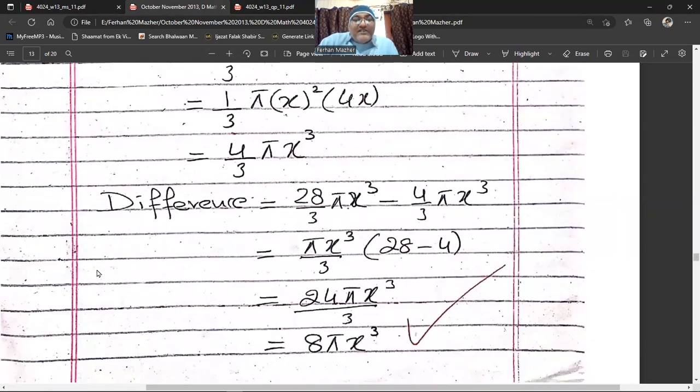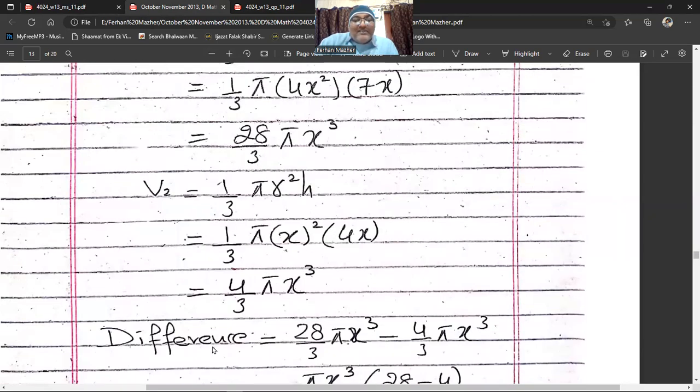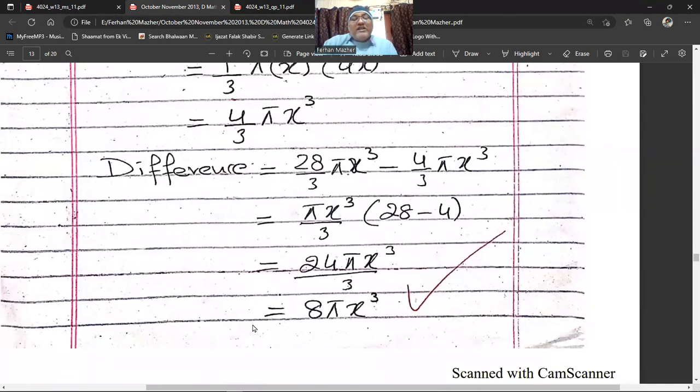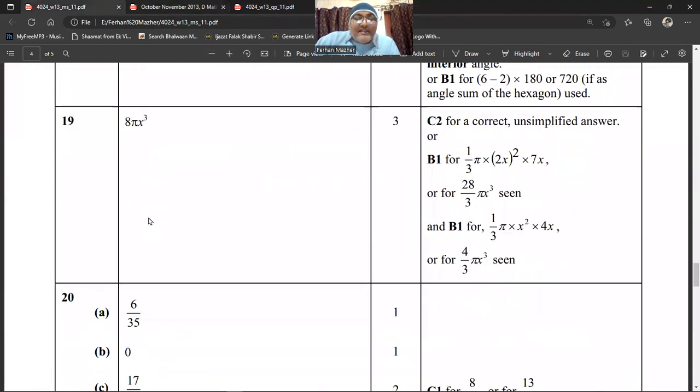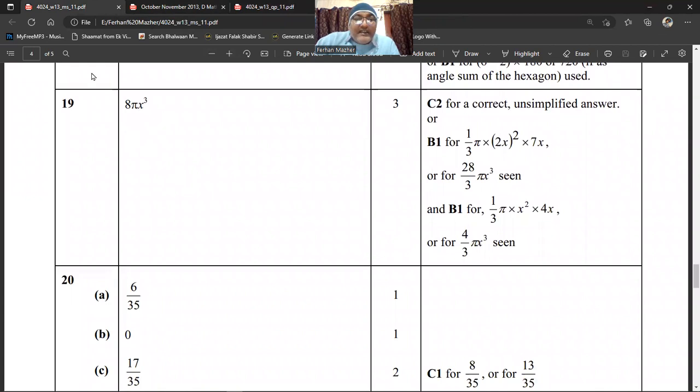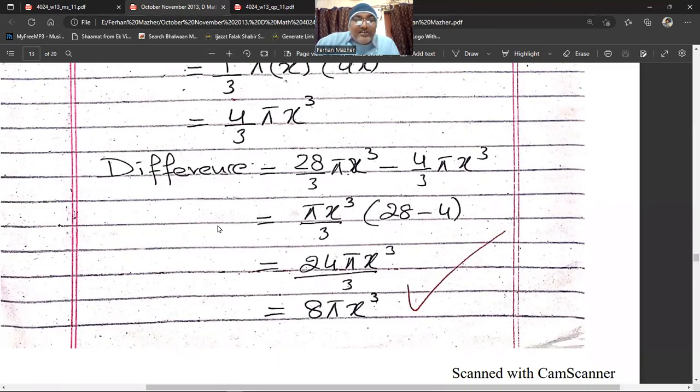So the difference between their volumes will be the volume 1 minus the volume 2. So that will be 28 by 3 pi x cube minus 4 by 3 pi x cube. So pi x cube by 3 is common. Inside the bracket, you are left with 28 minus 4. So that will be 24 pi x cube divided by 3. 24 and 3 will be cancelled. So that will be 8 pi x cube. 8 pi x cube is the difference of the volume, and that is right. Question number 19, 8 pi x cube is the right answer.